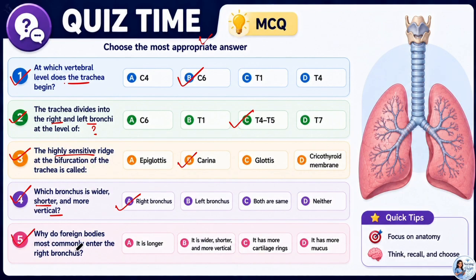Fifth and the last question is, why do foreign bodies most commonly enter the right bronchus? The answer is that it is wider, shorter, and more vertical.